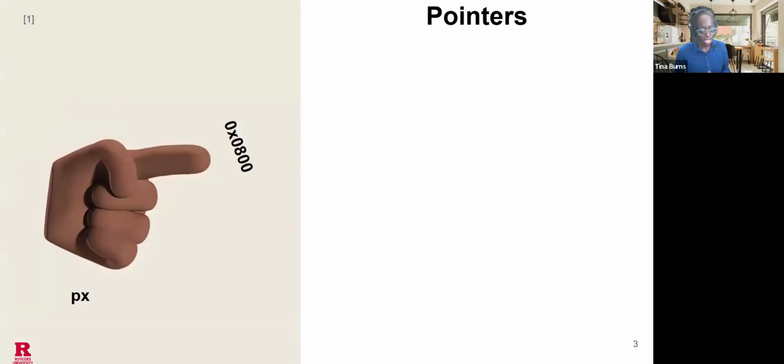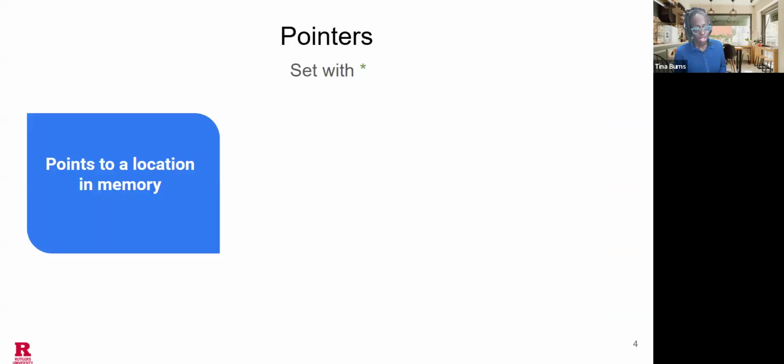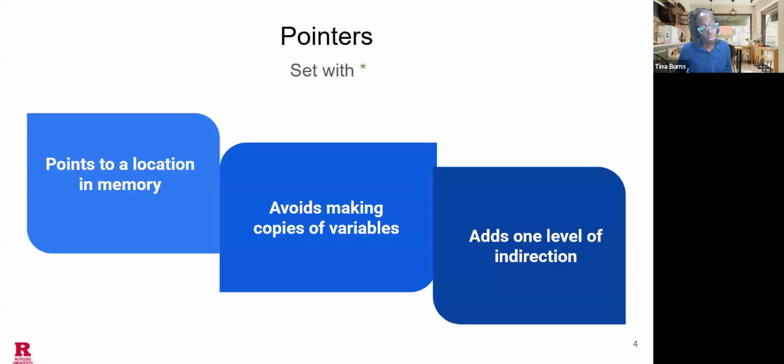If you remember from last class, a pointer is simply a variable that points to a memory address. That's all it is. You're going to set that with the asterisk. We already know that it's going to point to a location of memory, and it's going to help us avoid making copies of variables. It also allows us to transfer information from one function to another by allowing functions that don't have access to that variable to write into and receive information from the memory address that it's located at. Now, it adds one level of indirection, but that's actually okay because it allows us the flexibility of communicating between different functions.